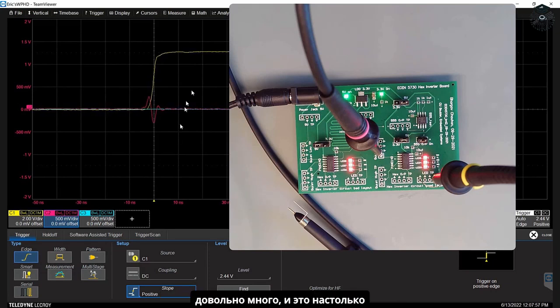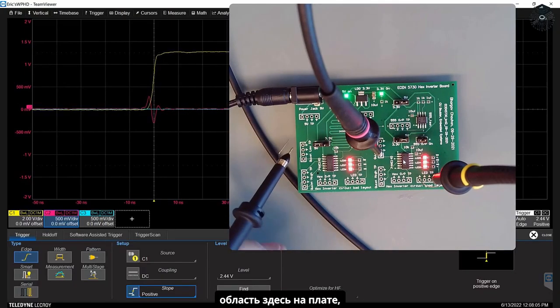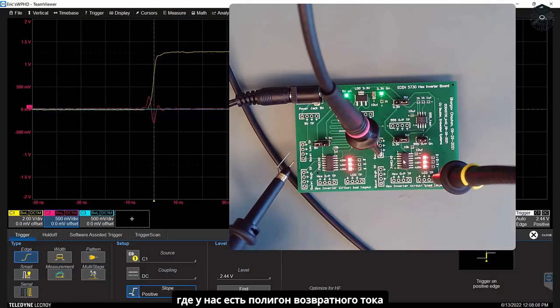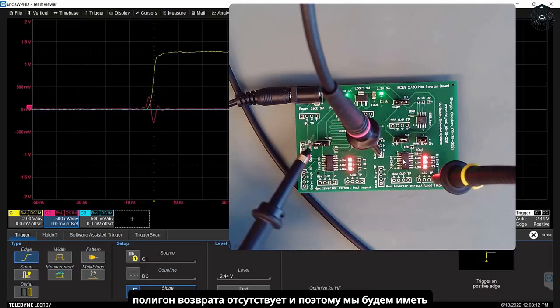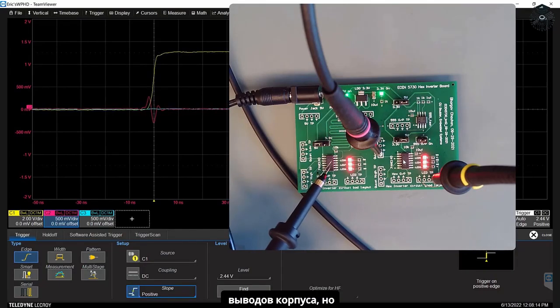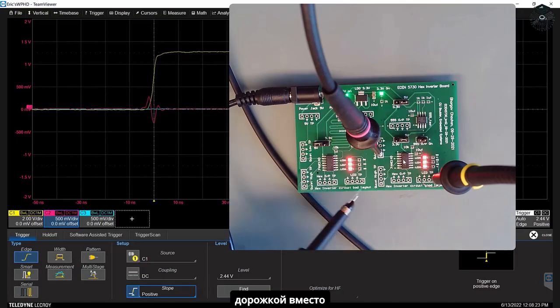So that's quite a bit, and that is as good as you can do based on the limitation of the lead frame in the package. And now lastly, let's take a look at the other region over here on the board where we have the return plane removed. On the left side here, no return plane, and so we're going to have not only the lead frame package inductance, but also the loop inductance and the common return inductance for the return path that's a trace instead of the plane.